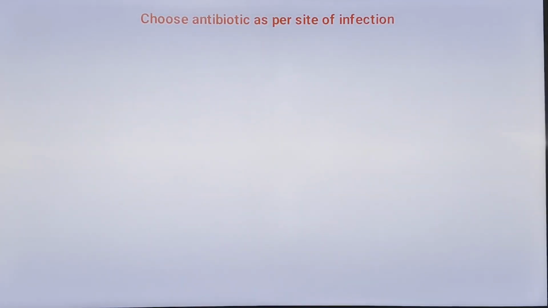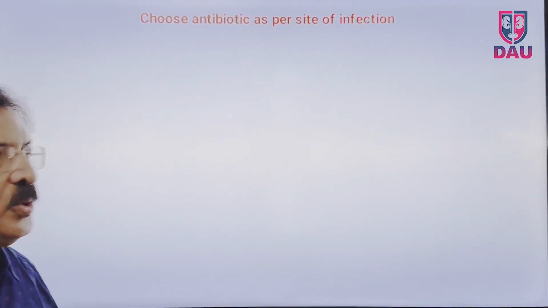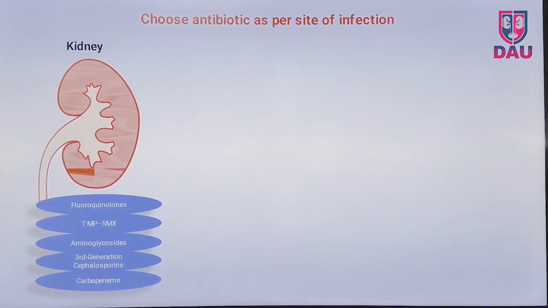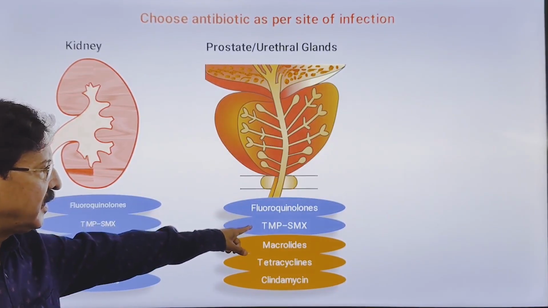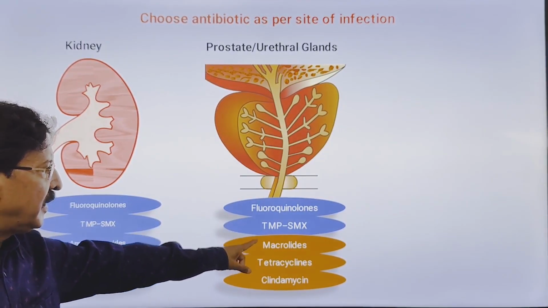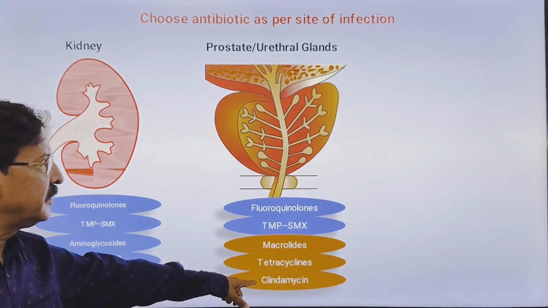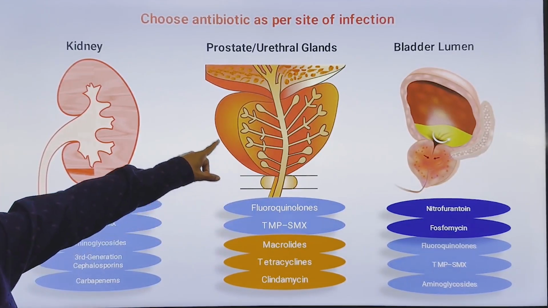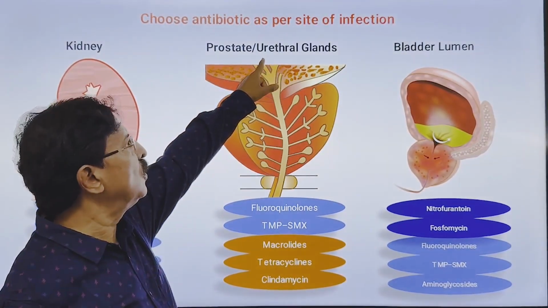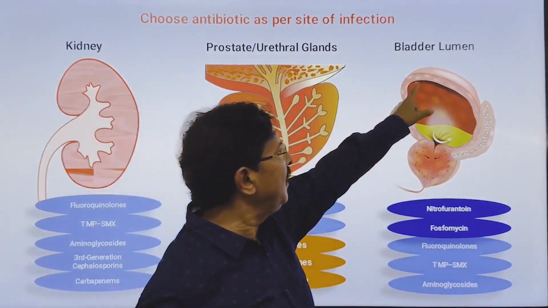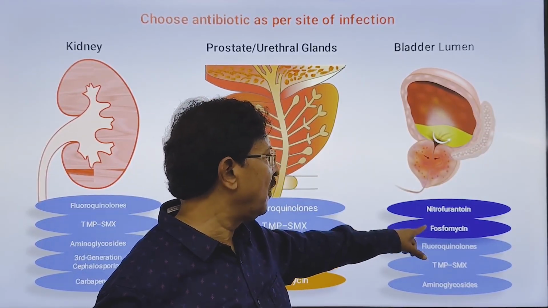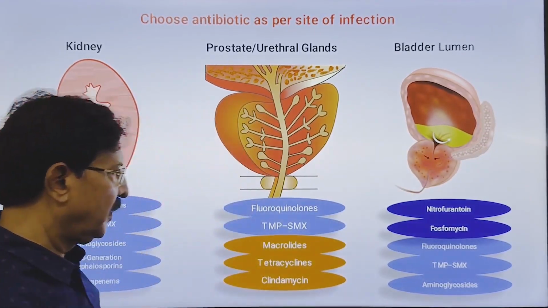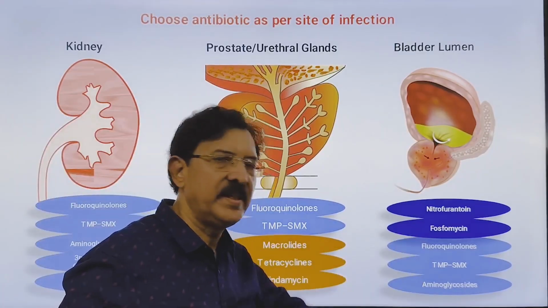So friends, what I am trying to say is, choose the antibiotic as per the site of infection. For kidney, choose any of these 5. For prostate, fluoroquinolones are fine, trimethoprim is fine, but these 3 are better. And the same applies for urethral glands also. But when you are treating infection in the bladder lumen because of a large PVRU, choose nitrofurantoin or fosfomycin, right? Or you may choose any of these 3 also.